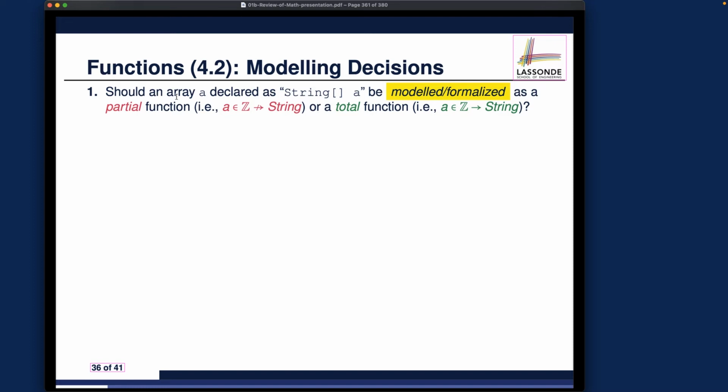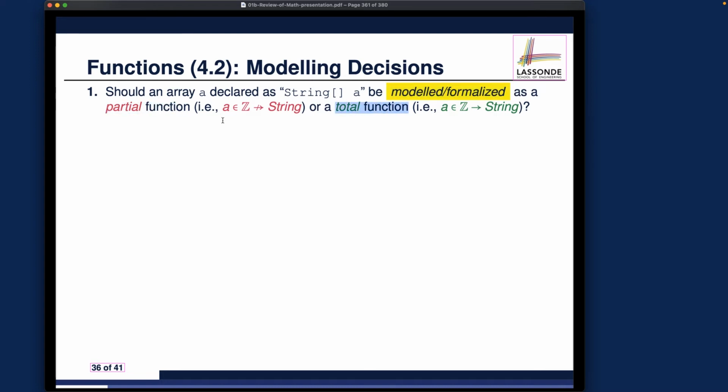Should an array A declared as a string array A, where every element in the array is going to store the reference to some string object, and let's not worry about the size, it can be arbitrary, should this kind of array be modeled or formalized as either a partial function or a total function?